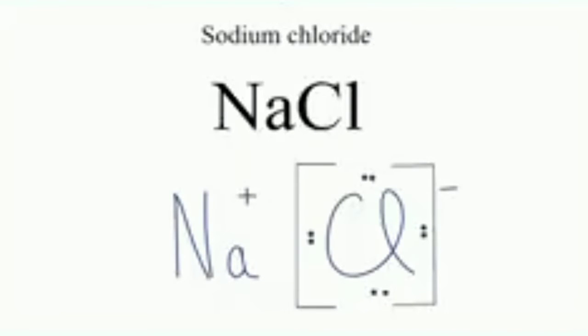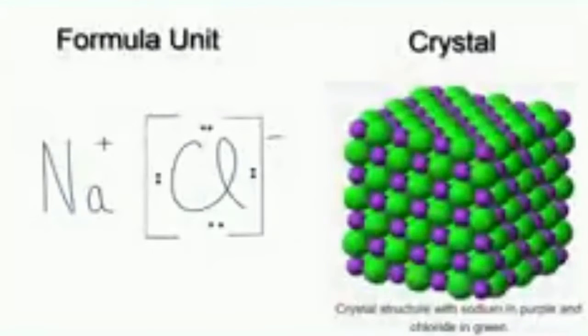Understand that what we drew, the Lewis structure for NaCl, is actually what's called a formula unit. A crystal is made up of a bunch of these formula units in a regularly repeating pattern. So you can see the crystal here, which is the repeating pattern of NaCl, but writing the Lewis structure for the formula unit helps us understand the behavior of those valence electrons.